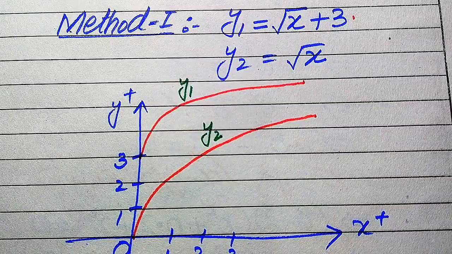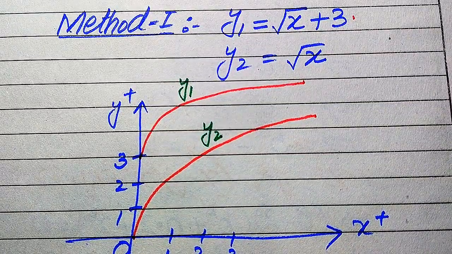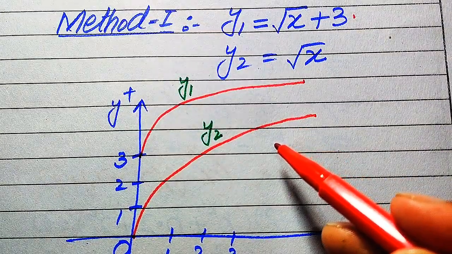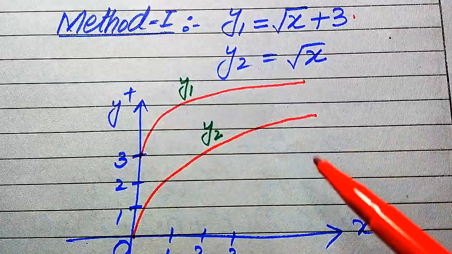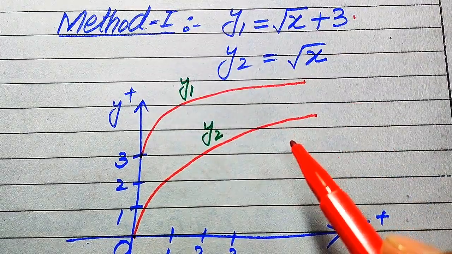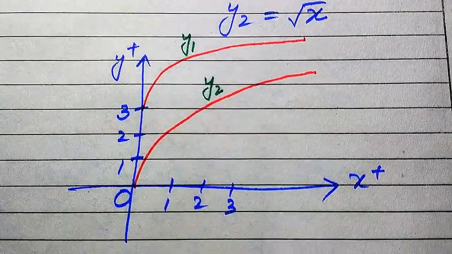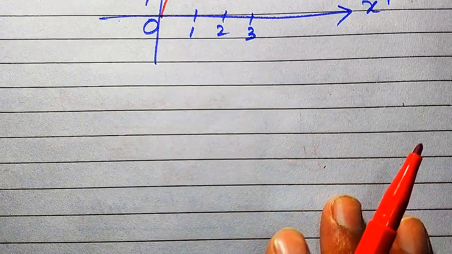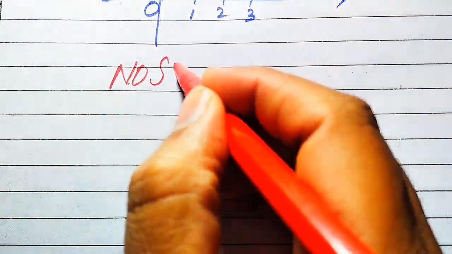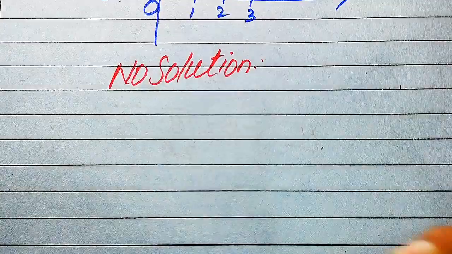The graphs of the given equations must intersect at a minimum of 1 point. These two curves do not intersect each other, they are parallel. It means that this question has no solution, because if the graphs do not intersect each other, we cannot get any value of x from here, or any point of intersection. So finally we conclude that this question has no solution. I hope you understand this graphical method.